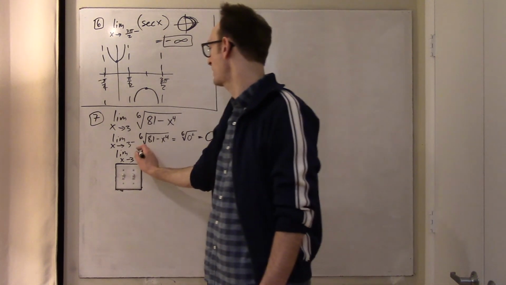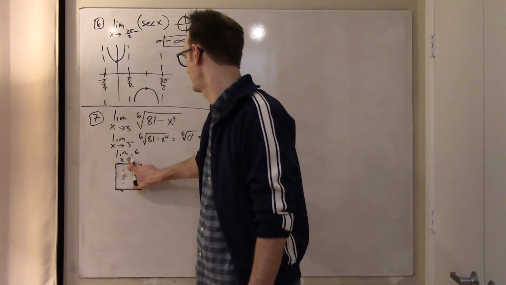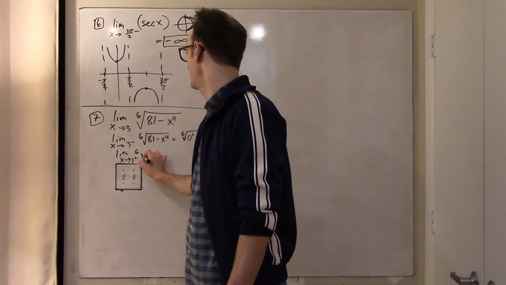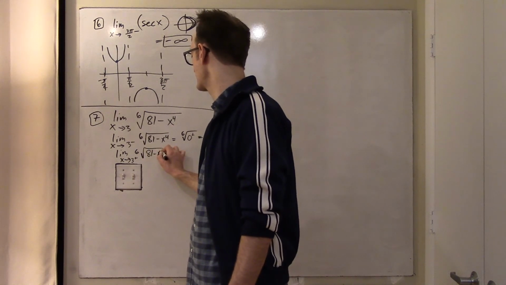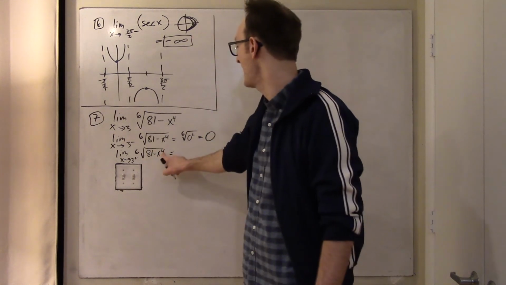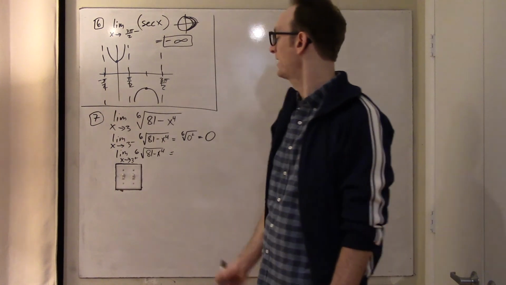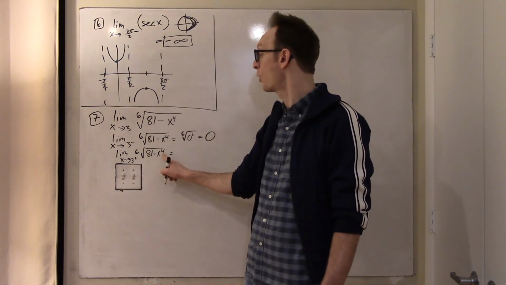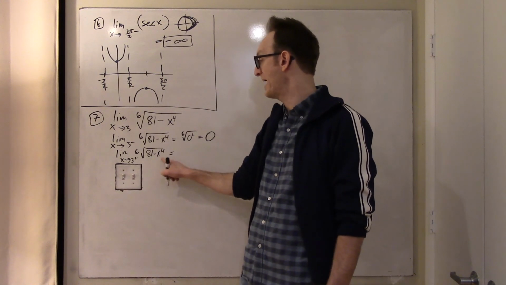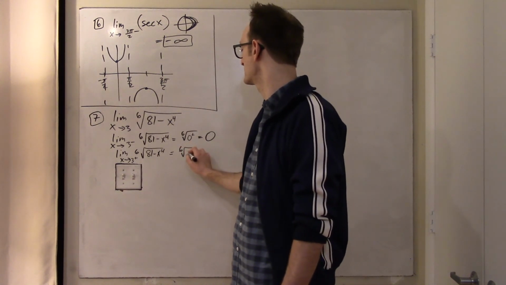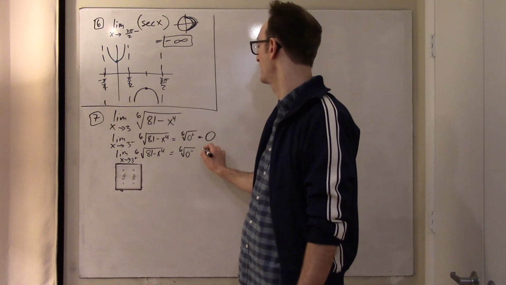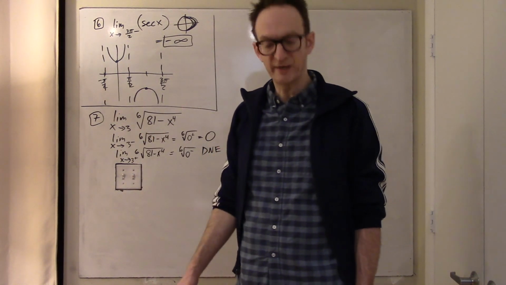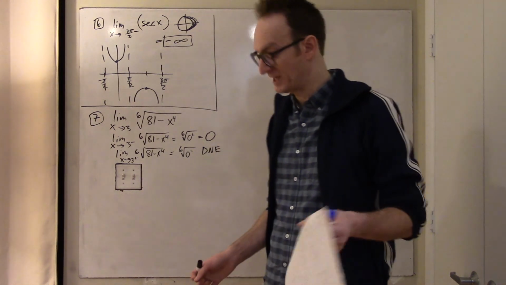But if I try to take the limit as x approaches 3 from the right of the 6th root of 81 minus x to the 4th, what happens? Well, now, if you give me a number which is a little bit more than 3, when you raise that to the 4th power, that's a little bit more than 81. So 81 minus a little bit more than 81 is the 6th root of a tiny negative number, and that just does not exist. So for the same reason I can't take the square root of negative numbers, I can't take the 6th root of negative numbers either.